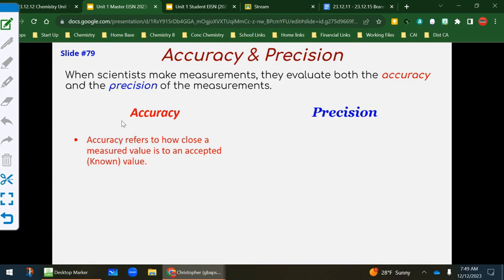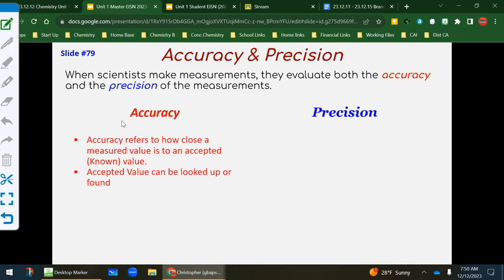Our balances in the back, every once in a while, you'll hear them make noises. They're doing something called auto-calibrating. They're checking themselves to make sure they're right. But the only way we can know accuracy is if we have an accepted value, ladies and gentlemen.